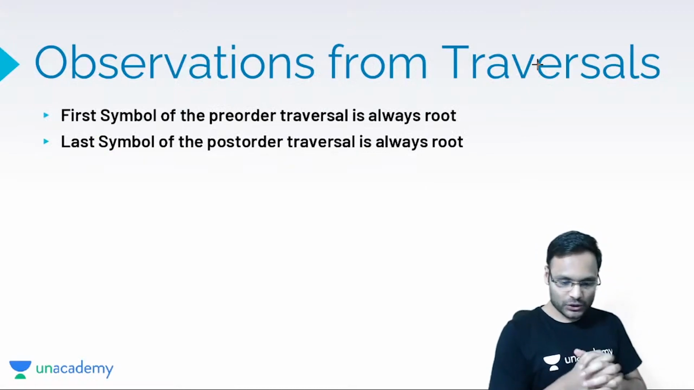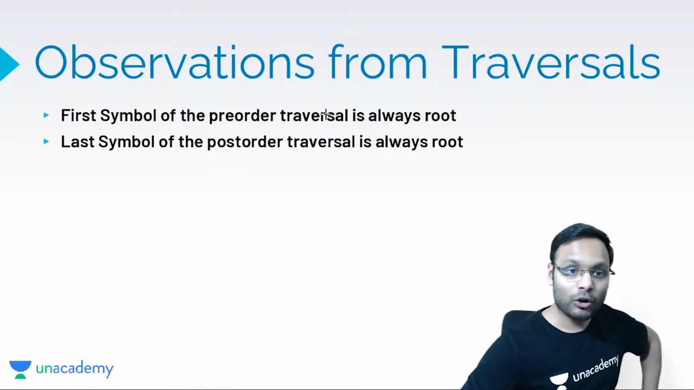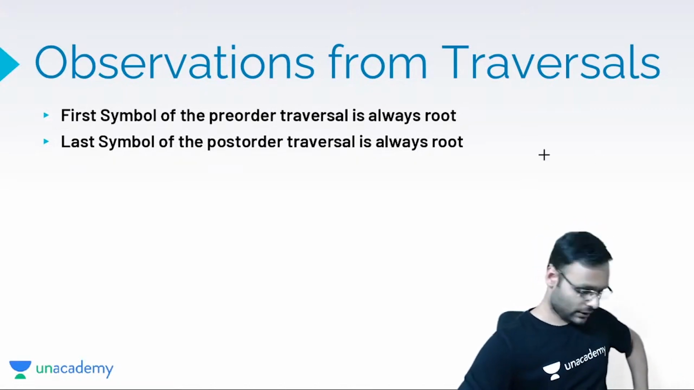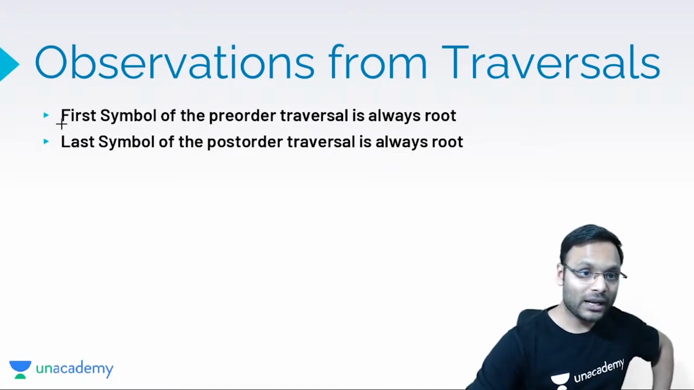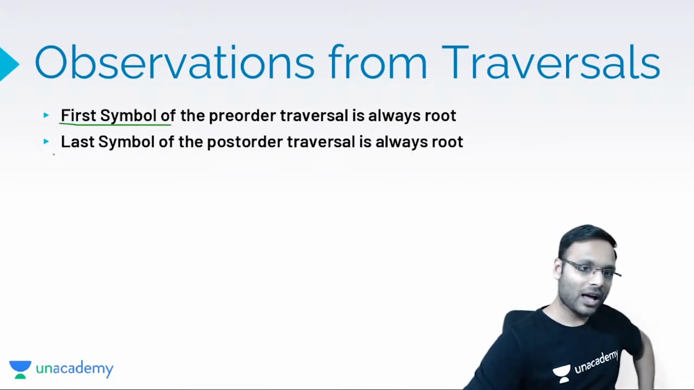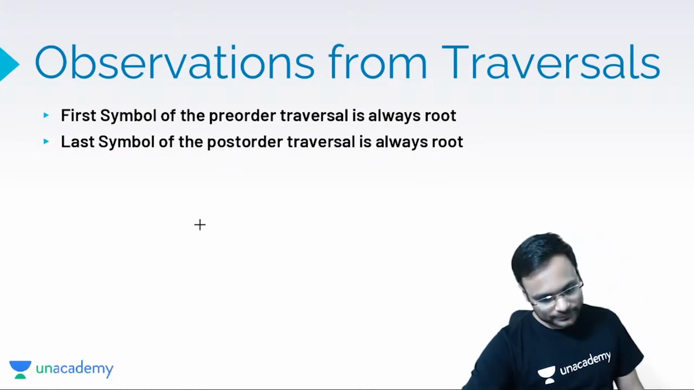There are some observations, you all know those observations. Observation: the first symbol of pre-order traversal is always the root and the last symbol of post order traversal is always the root. सबसे पहले प्री ऑर्डर ट्रेवर्सल में जो भी ट्रेवर्स होगा वो हमेशा रूट होगा, सबसे लास्ट में पोस्ट ऑर्डर ट्रेवर्सल में जो ट्रेवर्स होगा वो रूट होगा.